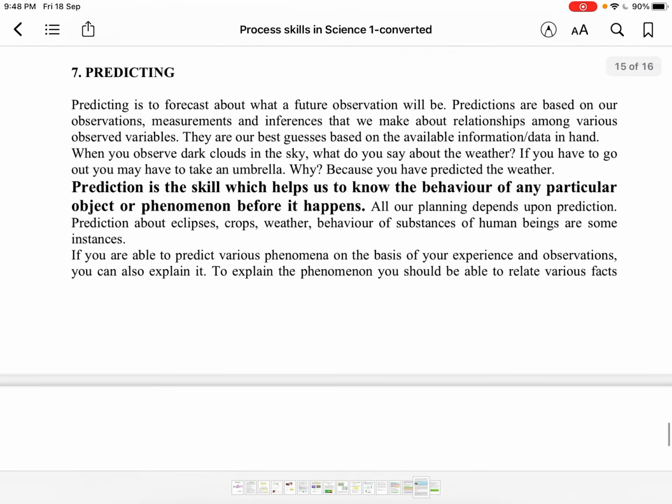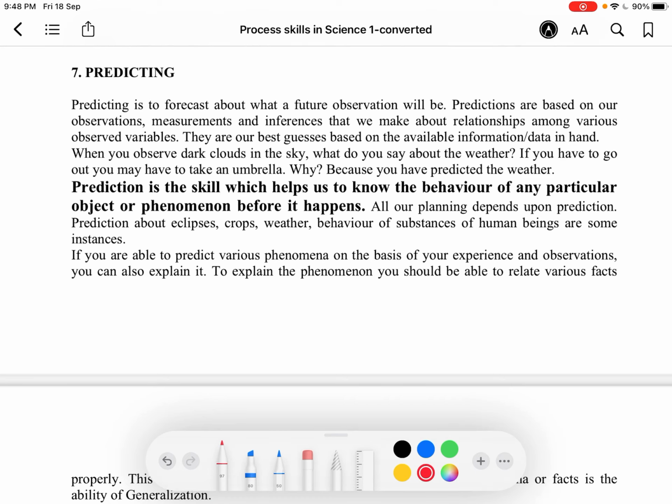We mostly make inferences like this. And the last skill is predicting. Predicting is to forecast what a future observation will be. My shared experience with my mother was also a kind of prediction, and she was drawing inferences there too. Predictions are based on our previous skills: observation, measurement, and inference.